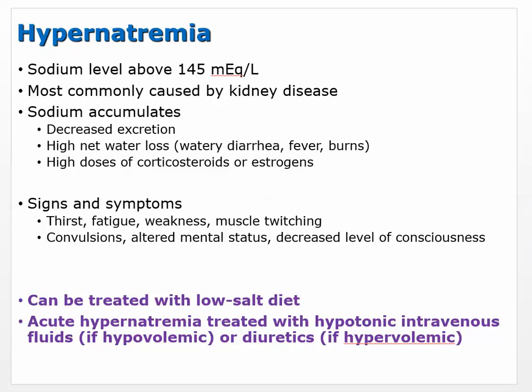So hypernatremia is a sodium level above 145 milliequivalents per liter, most commonly caused by kidney disease, because that is where sodium handling takes place, mainly in the ascending loop and the distal tubule of the nephron. So with hypernatremia, sodium accumulates because you have decreased excretion, or high net water loss. If you're losing water but not sodium, then your concentration of sodium is going to be higher.